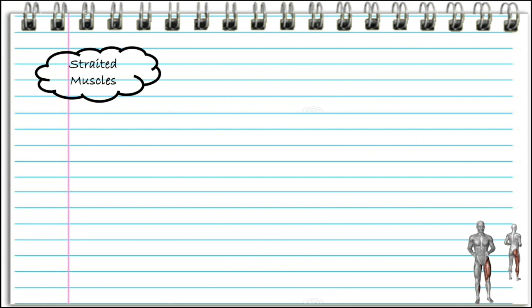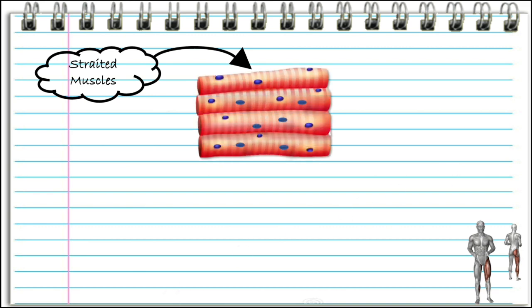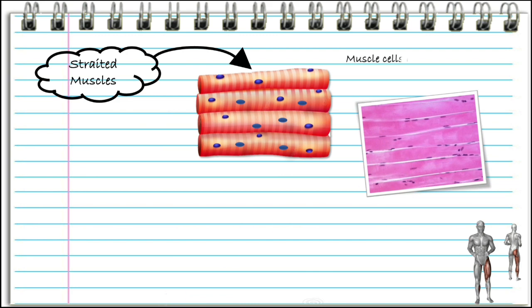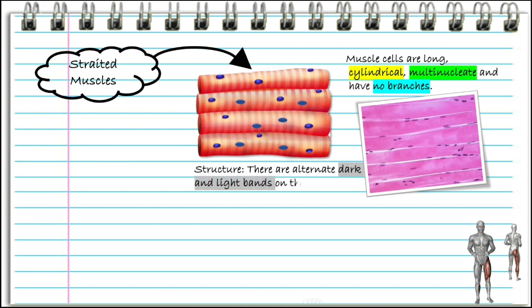Now let's see each of these muscles in detail. First we will discuss striated muscles. Why do we call them striated muscles? There are a few characteristics that we have already discussed. What are those characteristics? That these muscles are long, cylindrical, multinucleated, and they do not have any branch. These muscles are called striated muscles because they have alternate light and dark bands. Because of these alternate light and dark bands, we call them striated muscles.